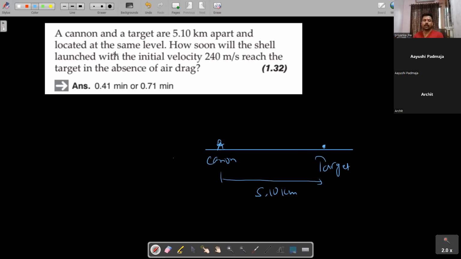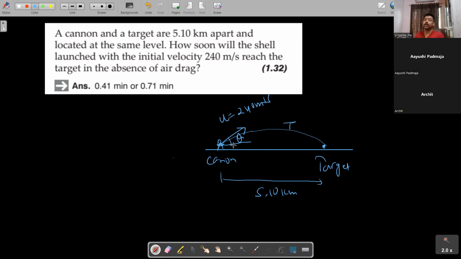How soon will the shell launched with the initial velocity reach the target? So from this cannon, a shell is launched with some initial speed, 240 meter per second. It will again follow the same path, come and hit the target, right? And there is no air drag or anything. So definitely it will be at some angle with the horizontal. So you have to find how soon, which is basically the time of flight.